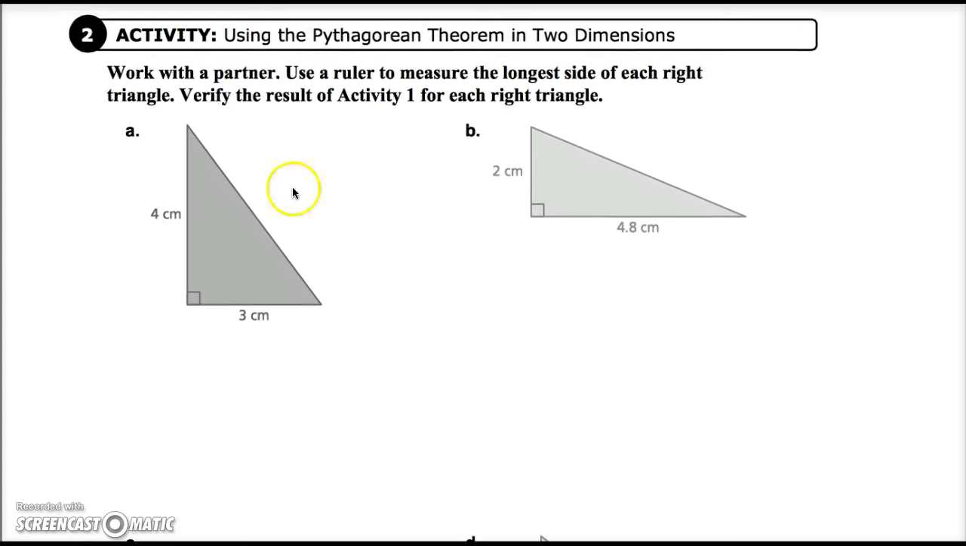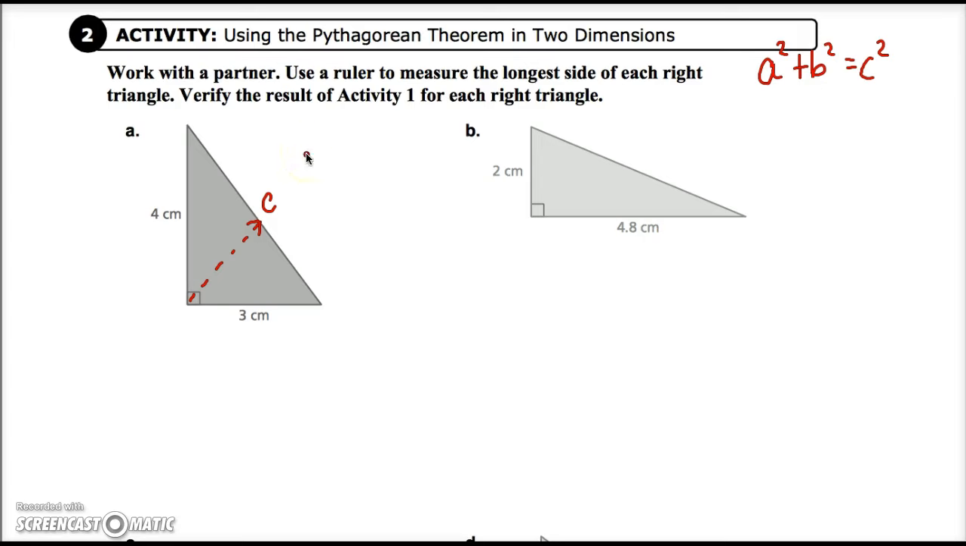Okay, and for activity 2, it says use a ruler to measure the longest side of each right triangle. I'm not going to pull out a ruler and do this. It'll be hard to do on the video, but if you were to do that, if we were to use our formula, and I'm going to write the formula right up over here, a squared plus b squared equals c squared. Okay, your longest side is always going to be C, and remember that that is opposite from the right angle.